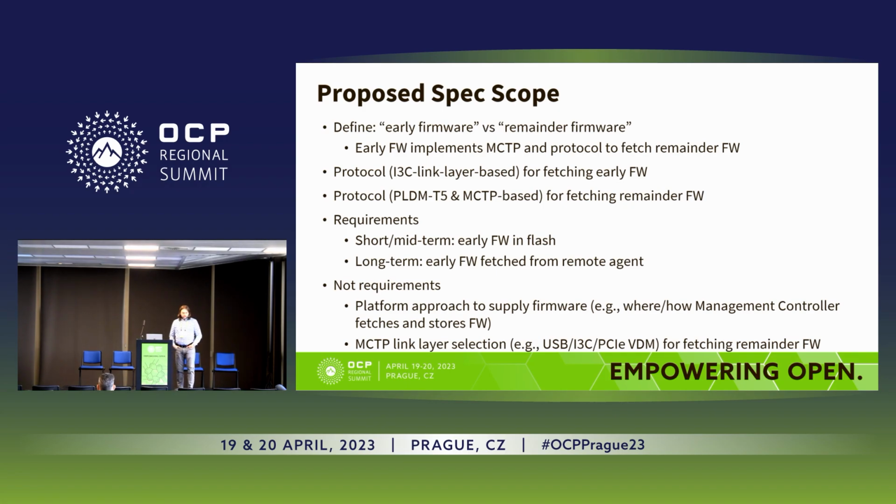As for requirements, early on we still have some flash. Long term, we remove that, and it's all at the remote agent. Some things that are not requirements are the platform approach to how to supply the firmware, and where and how the management controller gets it. Is it a flash? Does it go over the network? That doesn't matter. We're going to talk to the BMC, and the BMC can deal with it its own way. And like we said before, MCTP is the link layer, and we're agnostic to that.